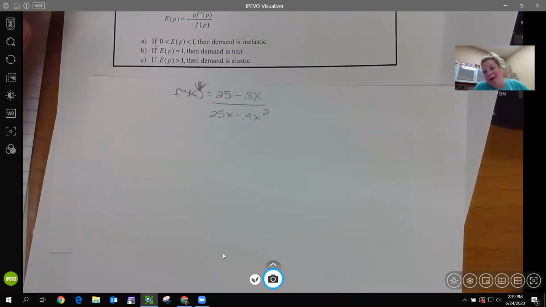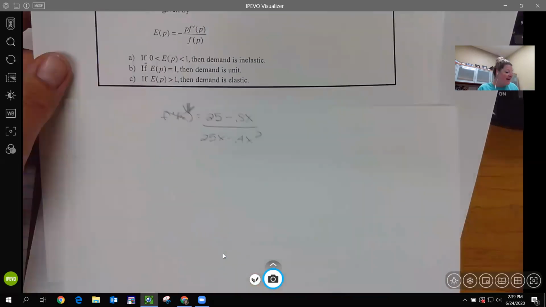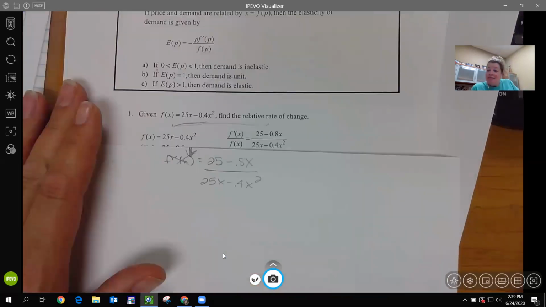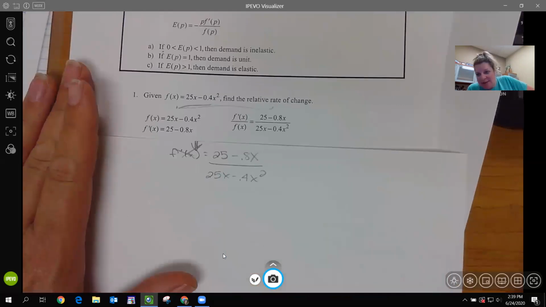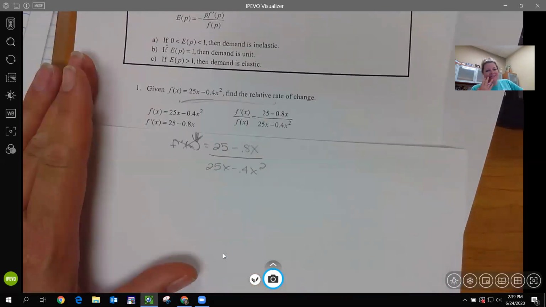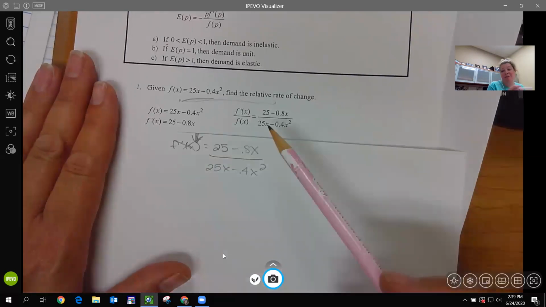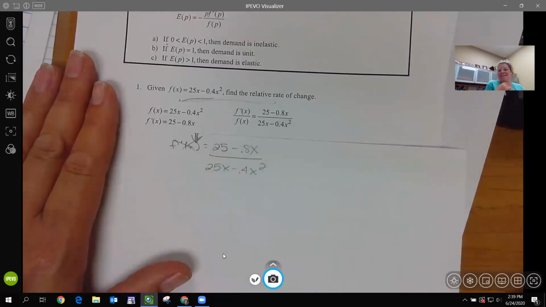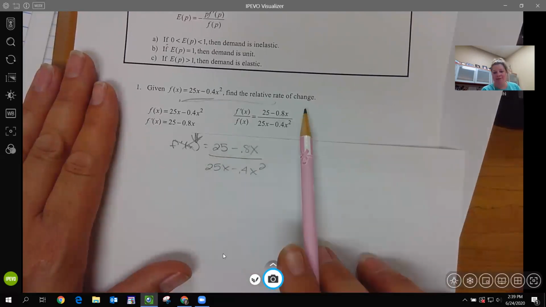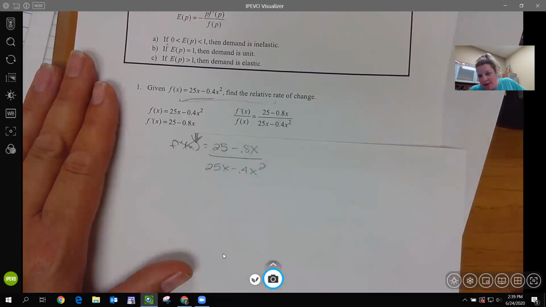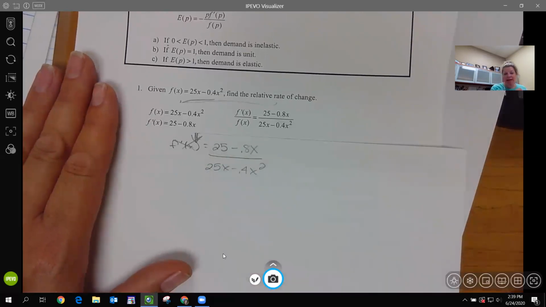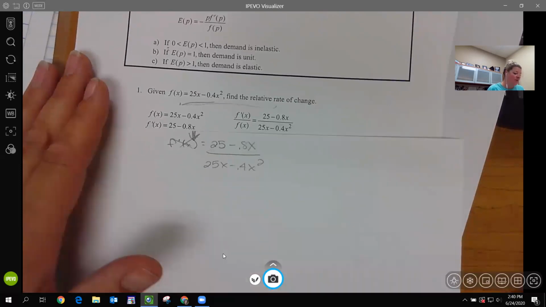Derivative divided by original. Now, the number of items is typically x, not price. It could be price or demand. Anyway, x is typically our number of items sold. So if I wanted to find the change, I could put in a value, like maybe I sold 4 items, or x is 4. I could put 4 in here and get that actual rate of change. This is how you get the formula, then use it by putting in a value that they may give you.